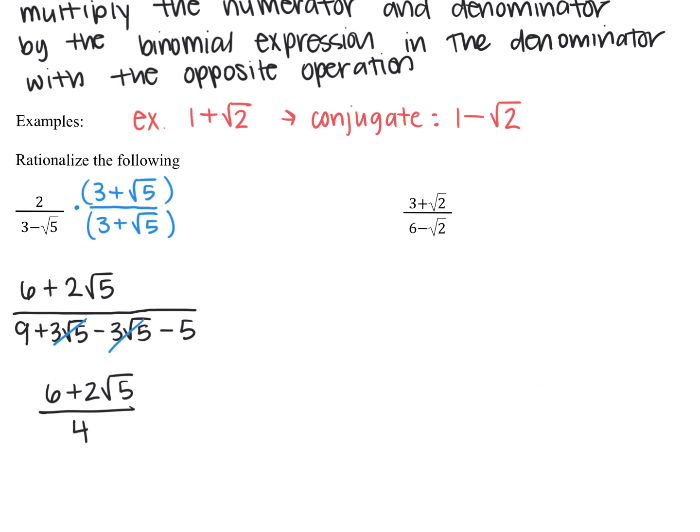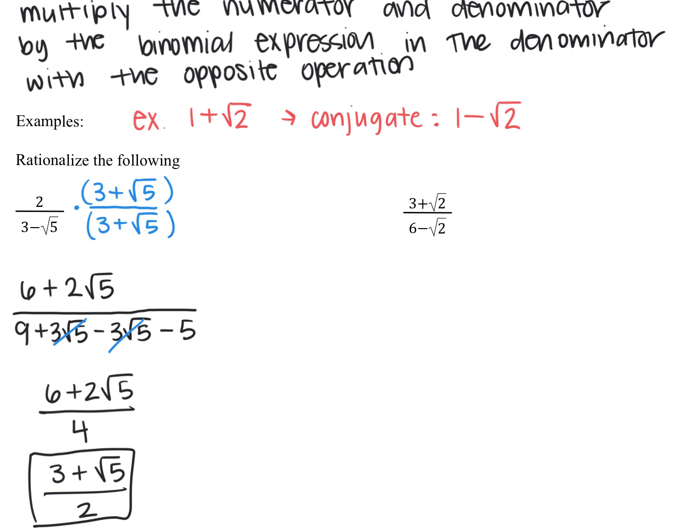And my last step is to check to see if the numbers that are outside any radicals can simplify. So in this case, that's 6, 2, and 4. And 6, 2, and 4 are all divisible by 2. So if I divide everything by 2, I end up with 3 plus the square root of 5 all over 2. That is my final simplified answer.